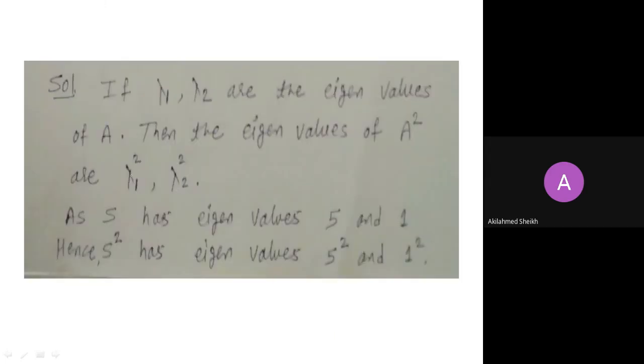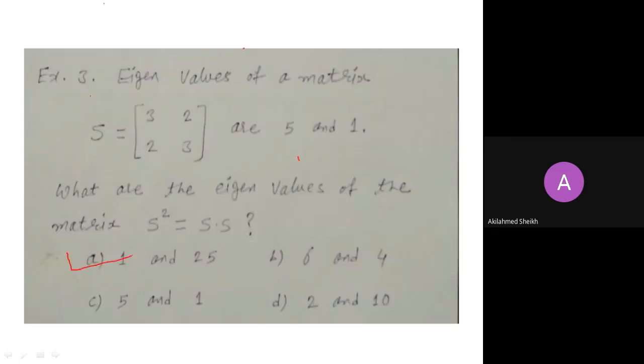This is the explanation here. If lambda 1, lambda 2 are the eigenvalues of capital A, then the eigenvalues of A square are lambda 1 square, lambda 2 square. So as S has eigenvalues 5 and 1, which is given, hence S square has eigenvalues 5 square and 1 square, meaning 25 and 1. Hence option A is correct.